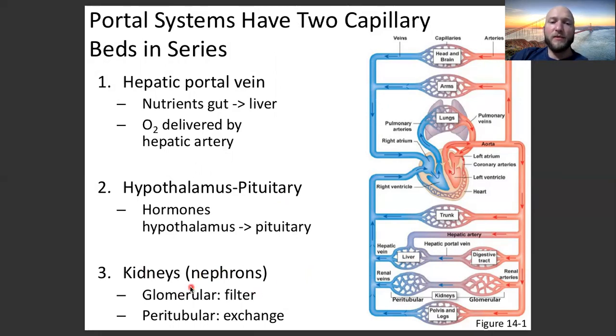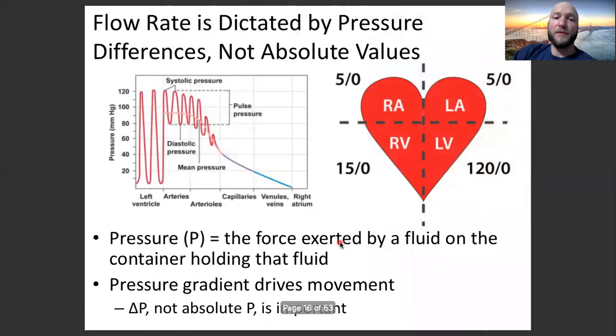So we have one capillary bed called the glomerulus, or the glomerular capillary right here, which is kind of the entrance to the nephron, which is the functional unit of the kidney. Then we have our afferent arteriole, and then we have our peritubular capillary, which is another site of exchange. And then it goes to the renal veins. So portal systems have two capillary beds in series. You should be familiar with all three.